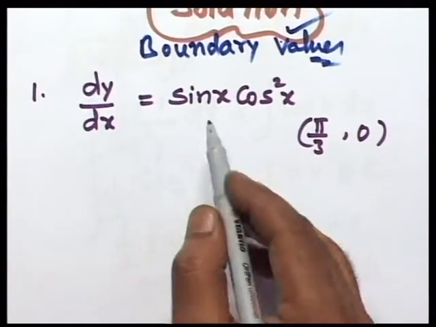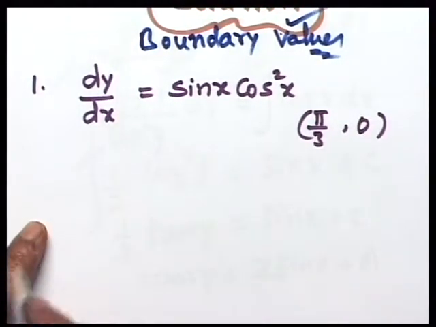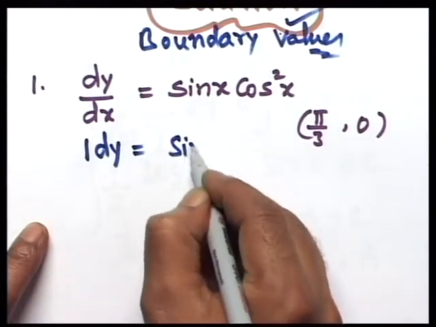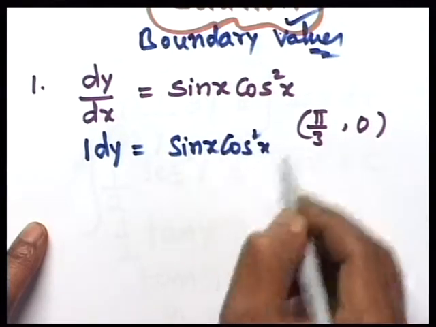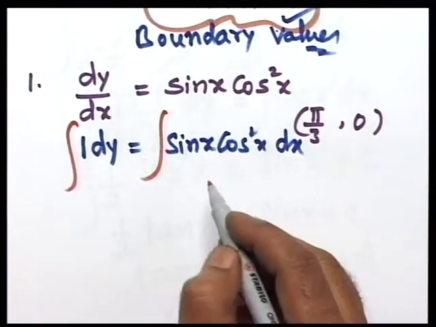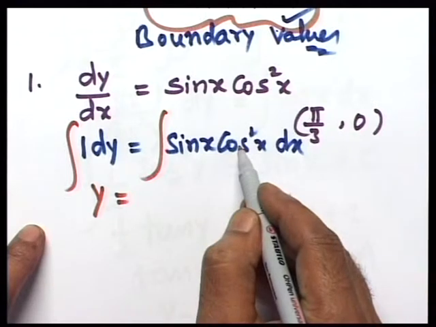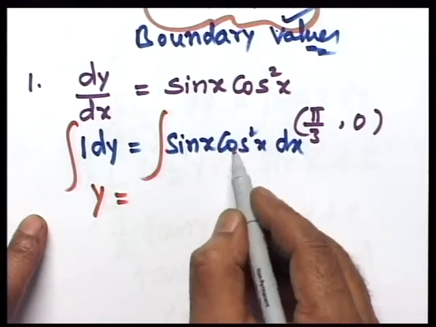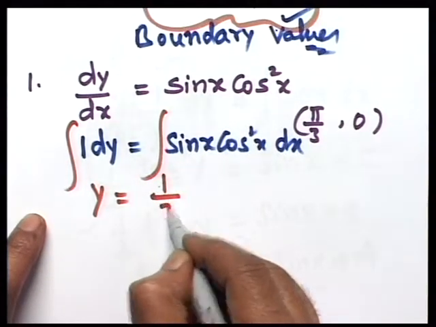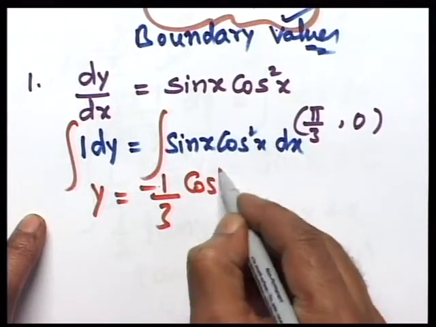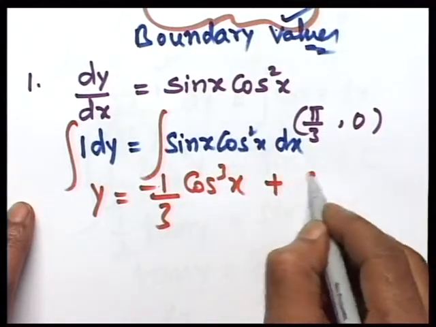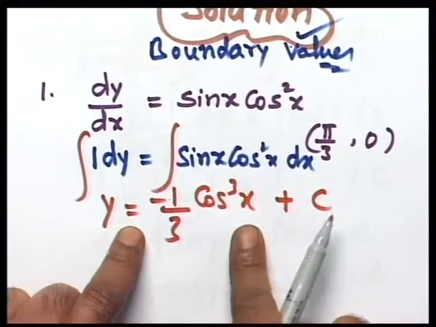dy over dx is sin x cos squared x. That's a very nice question. So dy equals sin x cos squared x dx. So we integrate on both sides now, right? This is y equals, that's the cos cube, right? Guessing style. So it's 1/3 with a minus, I suppose, cos cube x. That's the answer for that guessing style, please. And plus c, right? That's the general solution.